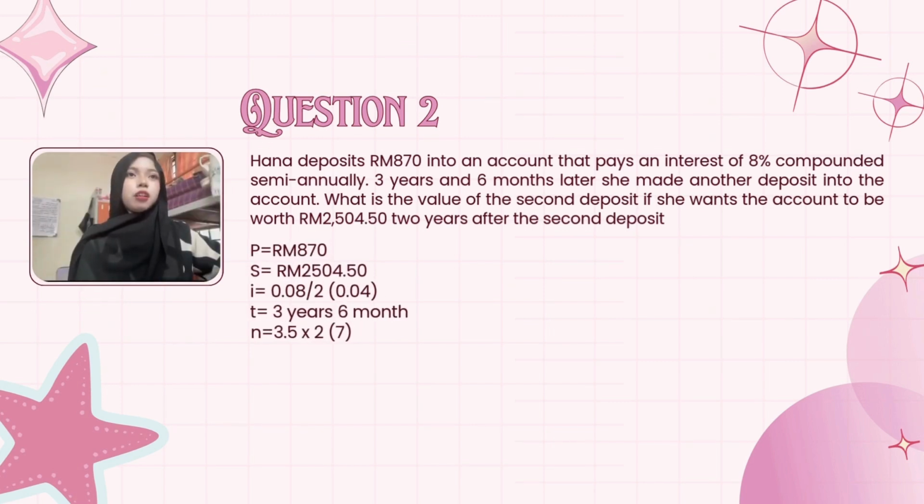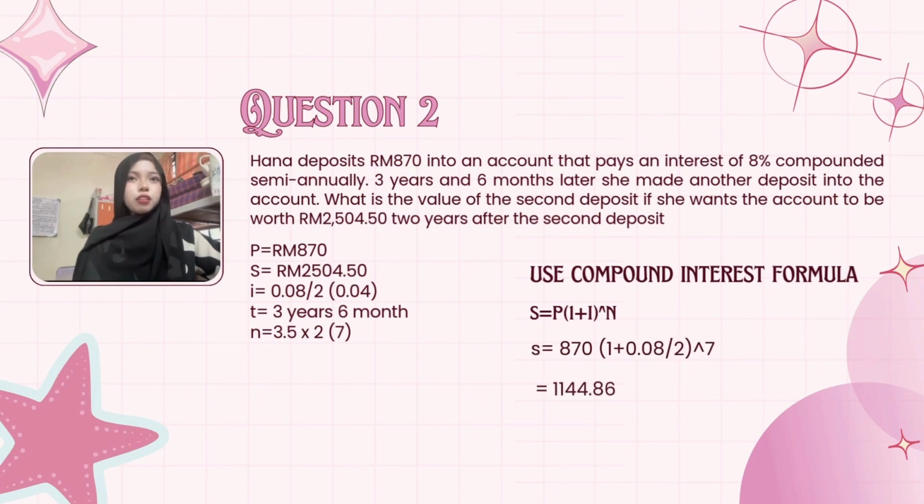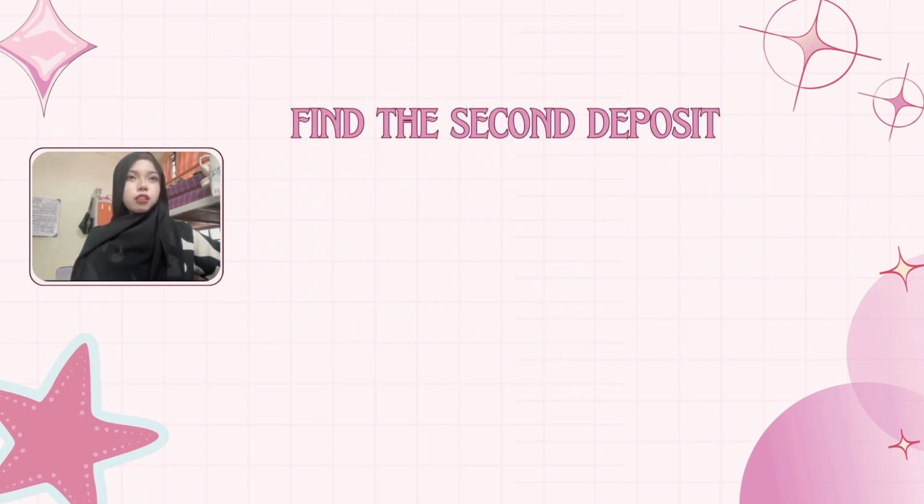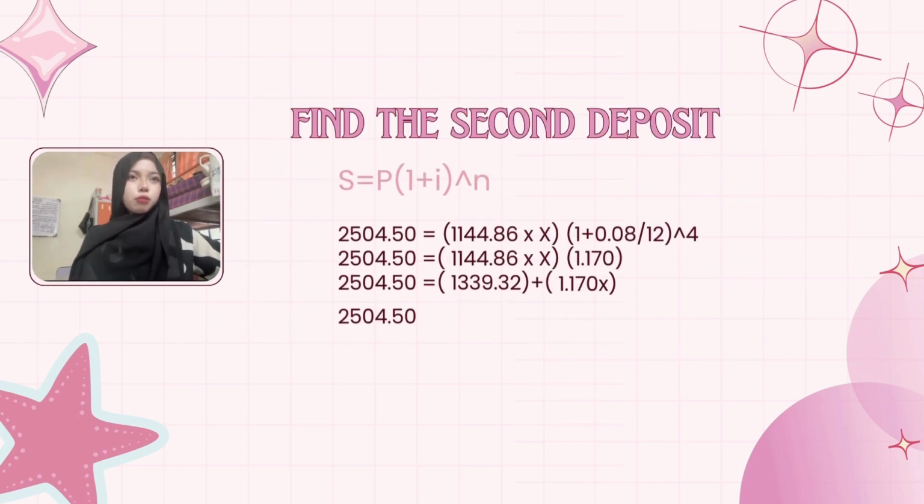As you can see, RM 870 is P, and S is 2,504.50. I is equal to 0.08 divided by 2, which gives 0.04. T is 3 years 6 months, and N equals 3.5 multiplied by 2, which gives 7. Firstly, we use the compound amount formula to find S for 3 years 6 months, and put the values into the formula. Then we get S equals 870 bracket 1.315931779, and we get 1144.86 for S.